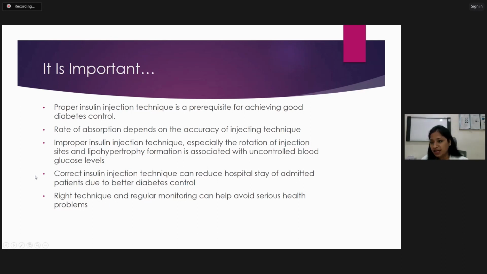And we do take classes for our nurses as well to teach them how to give insulin properly to the patient, because it really helps in good diabetes control in the body. The right technique and regular monitoring can help avoid serious health conditions in diabetes. Definitely, if your diabetes is under control and you're monitoring it on a regular basis, you can avoid or delay the complications of diabetes.